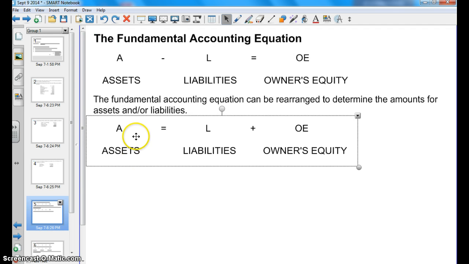So the example that we just completed on the last slide is an example of the use of the fundamental accounting equation. It states that assets, or A for assets, minus L for liabilities is equal to OE, or the owner's equity. The fundamental accounting equation can also be rearranged to determine amounts for assets and/or the liabilities. In this case, if we're isolating for assets, you can also have assets is equal to liabilities plus owner's equity.